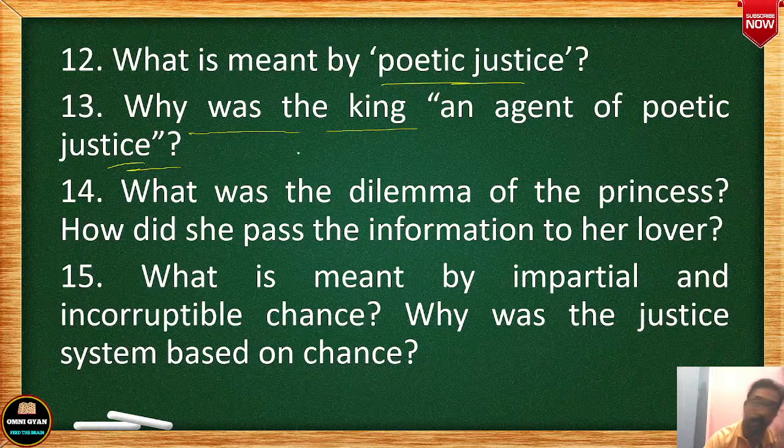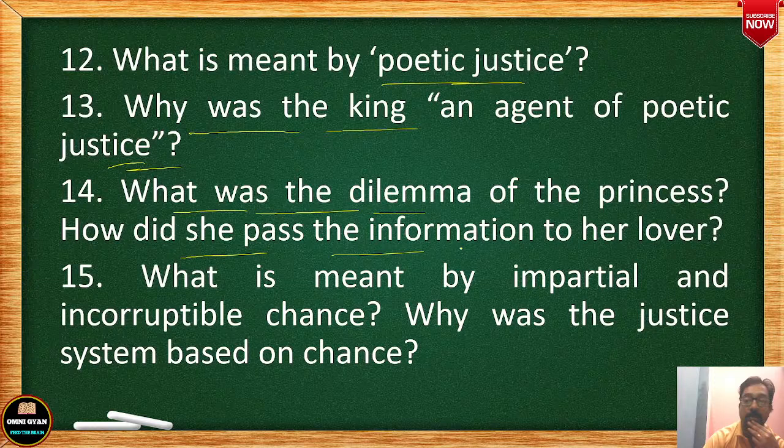What was the dilemma of the princess? How did she pass the information to her lover? The dilemma of the princess was whether to raise the right hand or the left hand. She was in a dilemma. If she chooses the maiden, then the maiden will come out. And the law was that if the lady comes out of the door, then the courtier will have to marry the lady. Now, this was impossible for the princess, that my lover will get married to another woman and walk away.